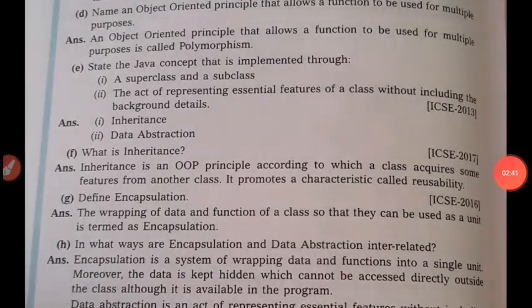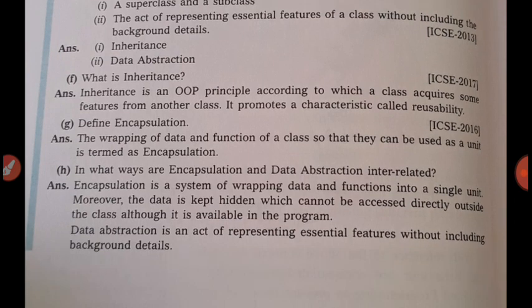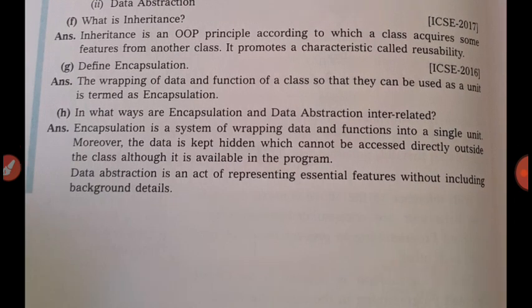Okay, state the Java concept that is implemented through a superclass and subclass. Of course, inheritance. The act of representing essential features of a class without including the background details, of course, that is abstraction. What is inheritance? I already explained. Encapsulation, I explained.